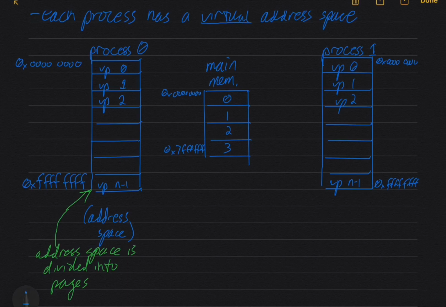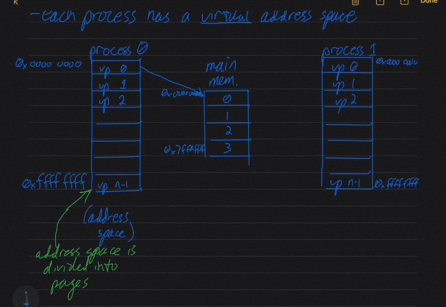So what happens is when a process gets loaded, let's say that process 0 got loaded first, and it was the first one running, and so its first virtual page got allocated a page in memory, and let's just say it got allocated the first page in memory.